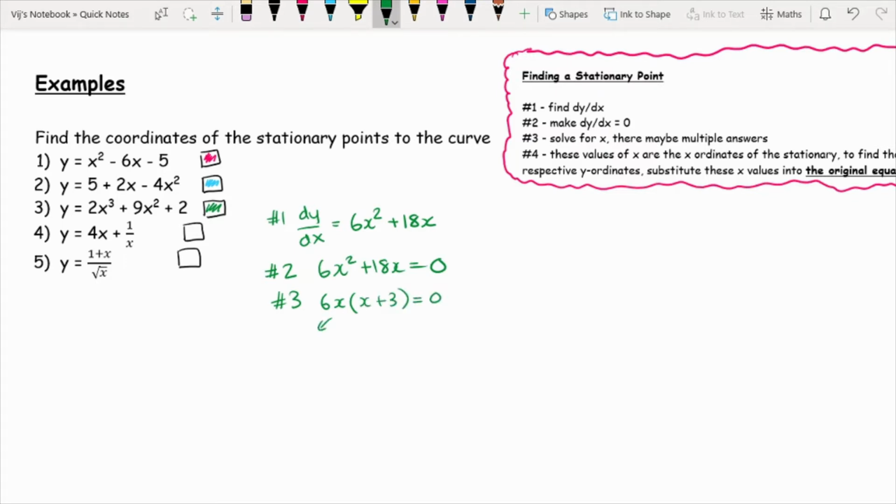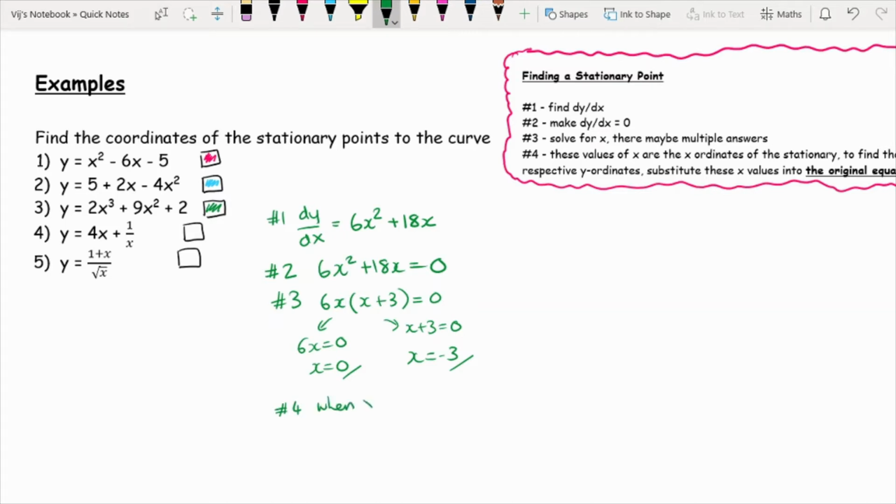So either 6x equals 0, in which case x equals 0, or x plus 3 equals 0, in which case x is going to equal minus 3. So here I've got 2 particular values of my stationary points, and there they are. The next thing I then need to do, so for step 4, is find the respective y ordinates.